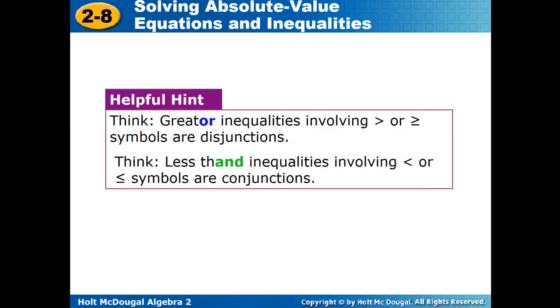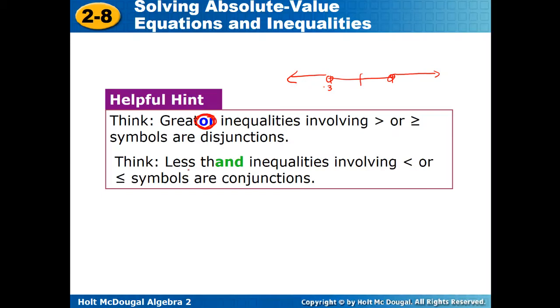Think about this. If you have greater inequalities, so that means involving greater than or greater than and equal symbols, they are disjunctions. Okay, so if you have a greater than, you're going to see that or, and so you will be doing a disjunction. So they're going to be greater from a distance. So if we have a distance of, say, 3 and it says greater than, it's got to be a distance greater than 3 and a distance greater than, say, -3 going this way.